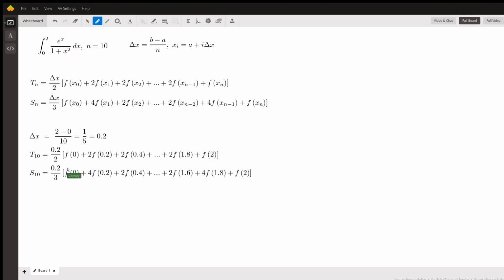And then for Simpson's rule, you do pretty much the same thing, except it's 0.2 over 3. And then you also have differences in the middle for what you're multiplying by. F of 0, you just evaluate at 0. Then you take 4 times this function evaluated at 0.2. Then 2 times the function evaluated at 0.4. Then 4 times the function at 0.6, etc. And then you get to 2 times the function at 1.6, 4 times the function at 1.8, and then just f of 2 by itself. No multiplying by 4 or 2 at that point.